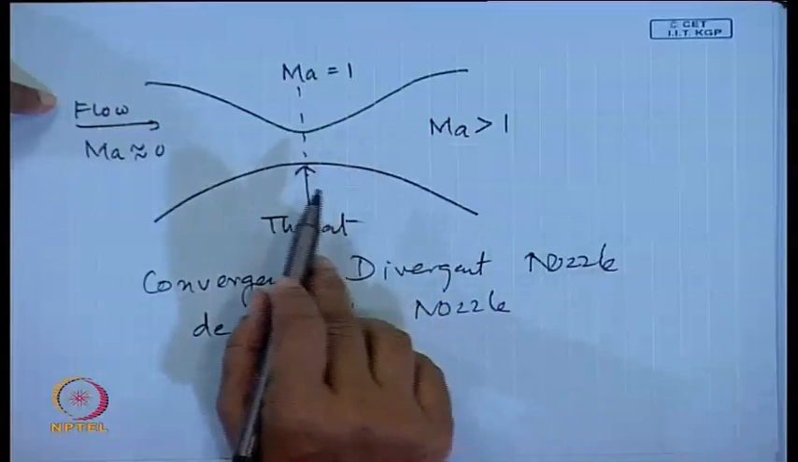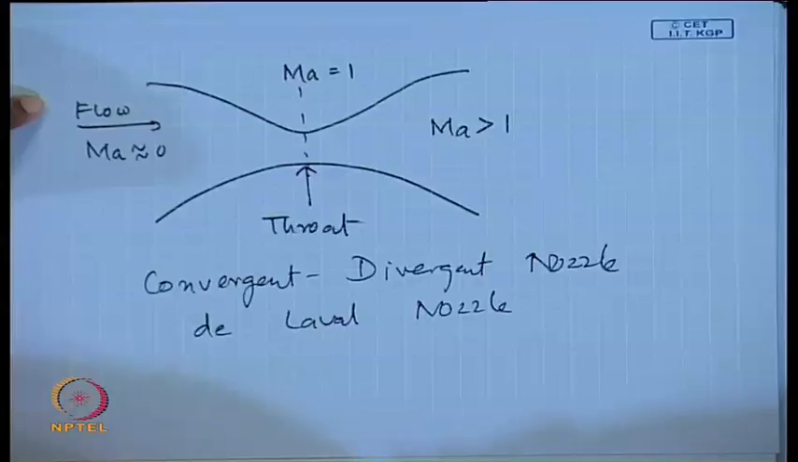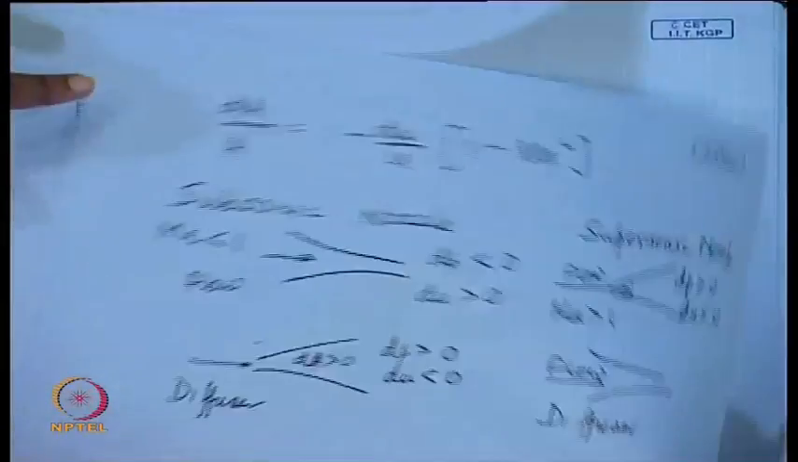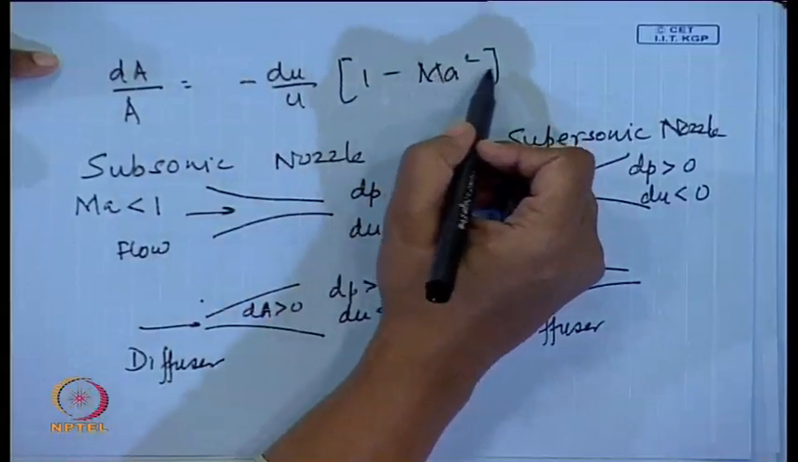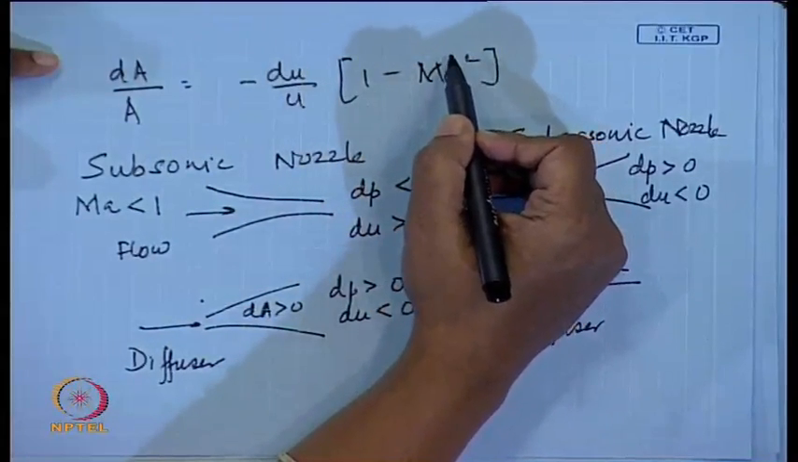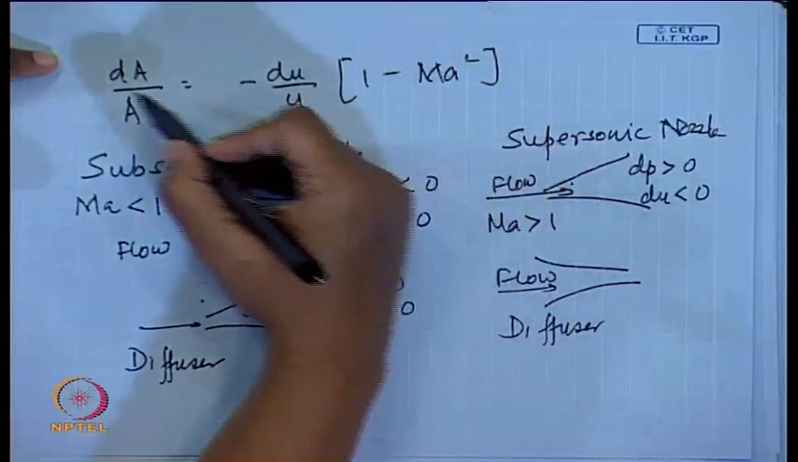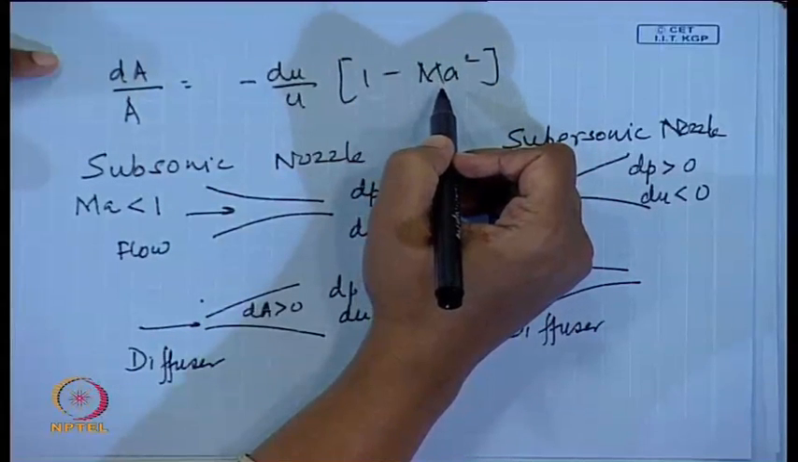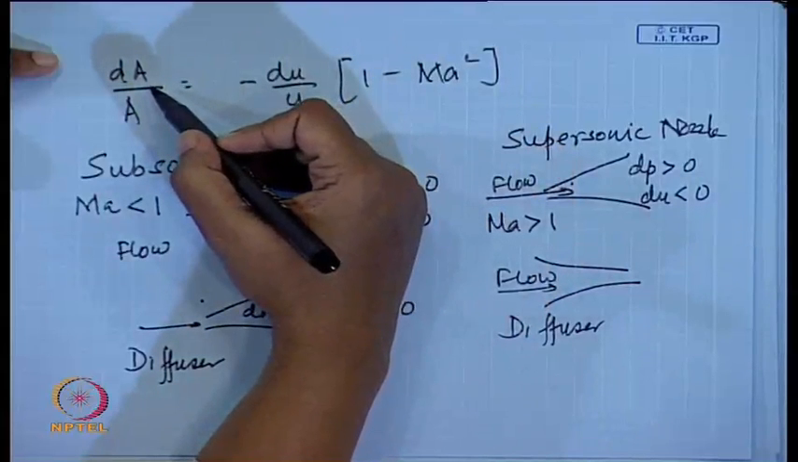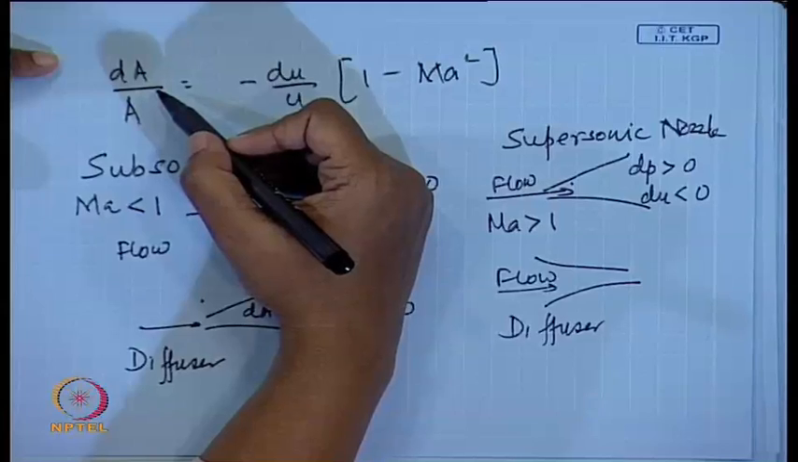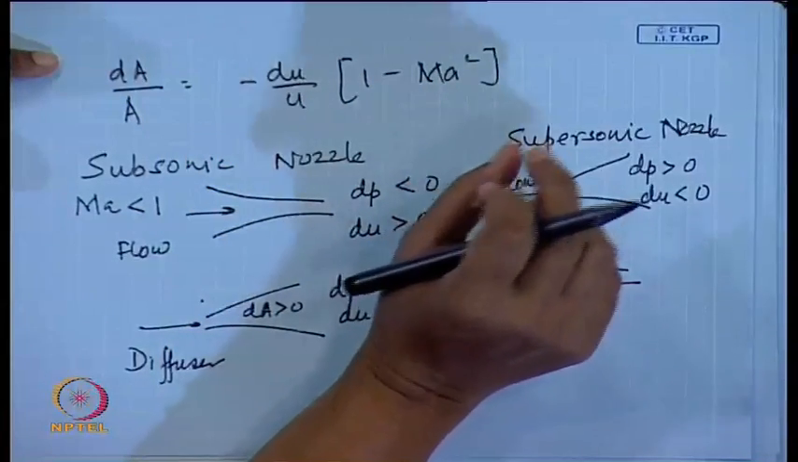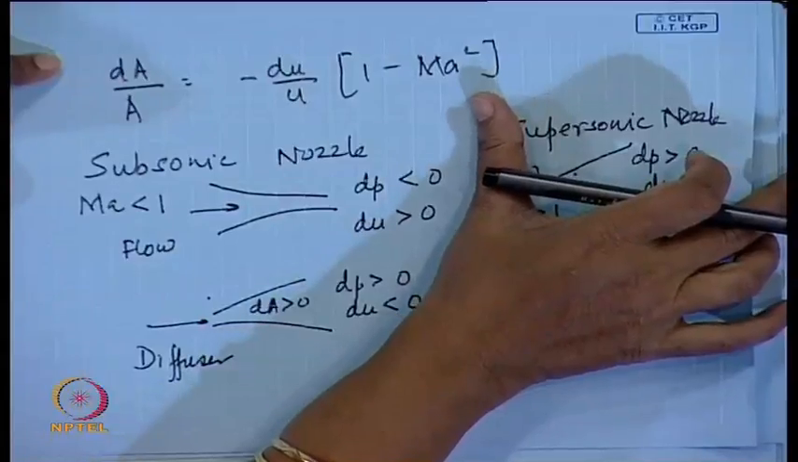So, there are certain things that we can note. If we take up the expression relating dA by A with this, what do we find? We find that Mach number can be equal to 1 only when dA equals 0, or in other words, where is dA equal to 0? At the throat, at that particular portion where the area does not change any further.